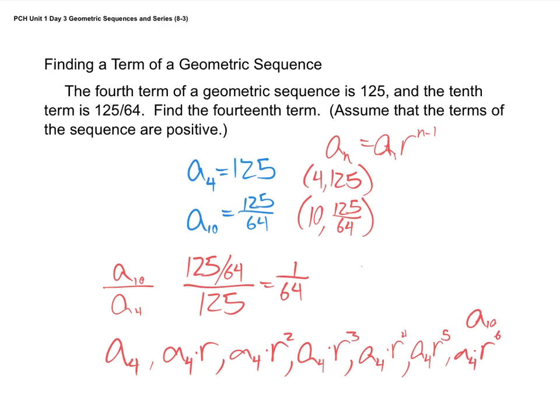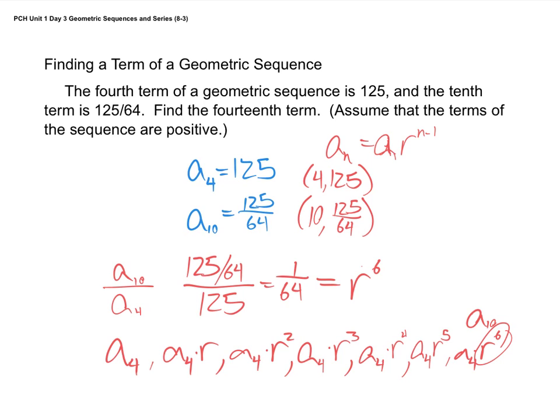So how do we get from a sub 4 to a sub 10? You've got to multiply by r to the 6th. So if you divide a sub 10 by a sub 4, guess what that equals? R to the 6th. You just have to know how many steps it takes to get from one term to the other. It's going to take 6 steps.